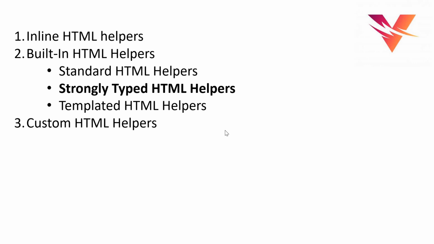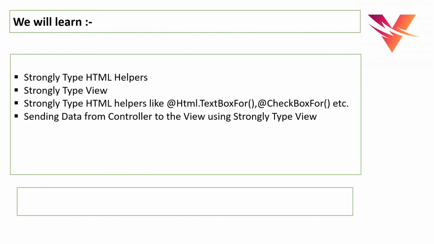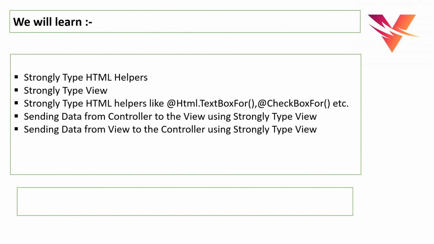As you have already seen in my previous video, we have already discussed inline HTML helpers and built-in HTML helpers. So in this video, we are going to discuss in detail strongly typed HTML helpers. And in this video, what we are going to learn is strongly typed HTML helpers, strongly typed views, how we can pass data from the controller to the view, and how we can send data from the view to the controller, that is vice versa, by using a strongly typed view. Also, we will be discussing a few examples like text box and checkbox controls with strongly typed HTML helpers. So let's start, and a lot of things we are going to discuss in this video.